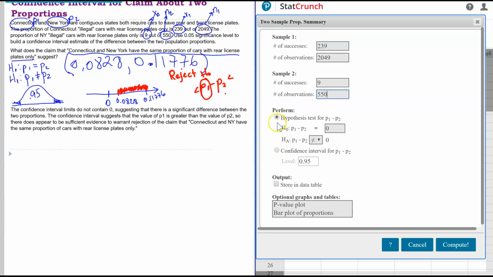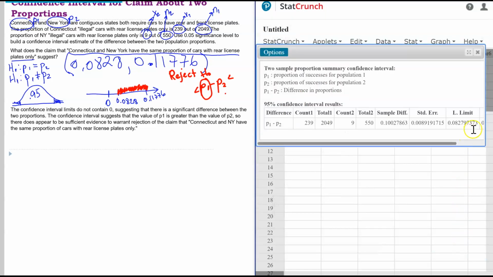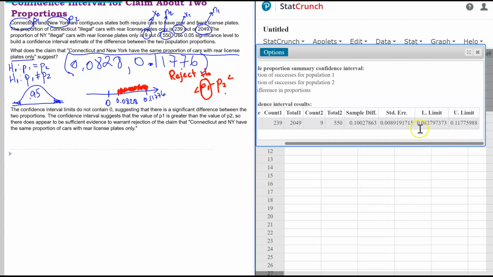Then go to perform a confidence interval for P1 minus P2. Choose the confidence level, 0.95 in our case. Compute. As you can see, the limits are the same, 0.0828 and 0.11776 rounded. Therefore, we make the same conclusion.